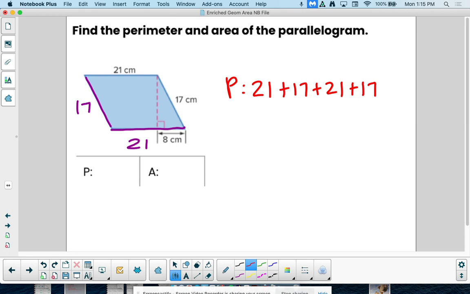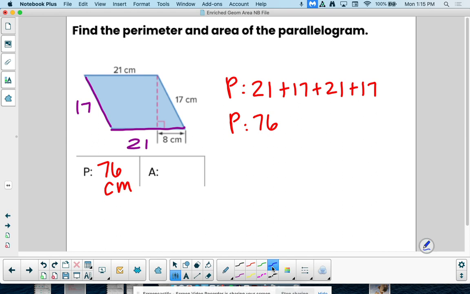Did anyone get the answer for that part? 76. What's our unit for perimeter? Centimeters. All right.